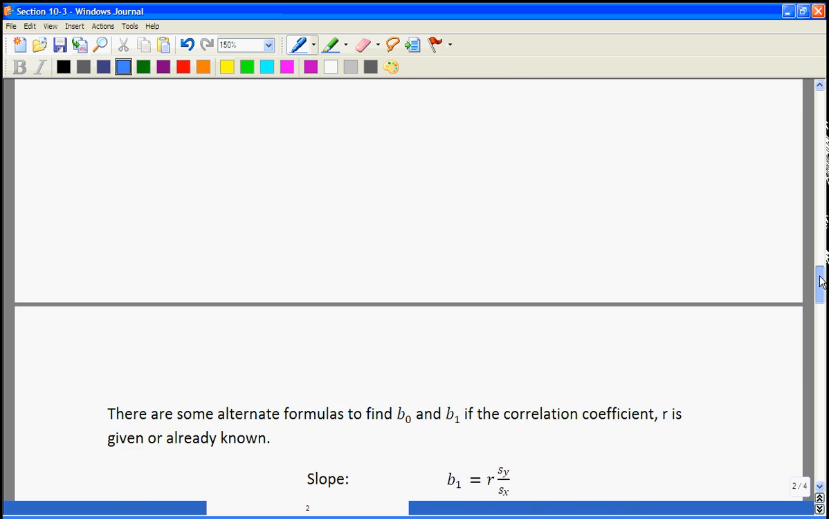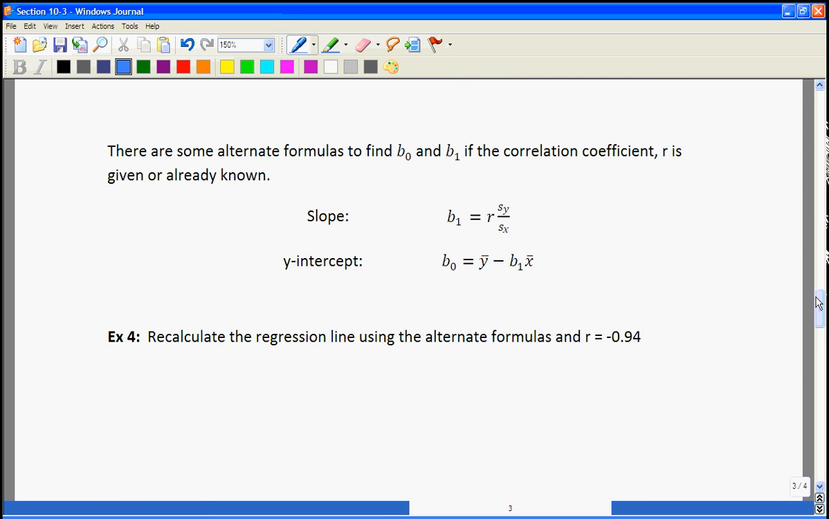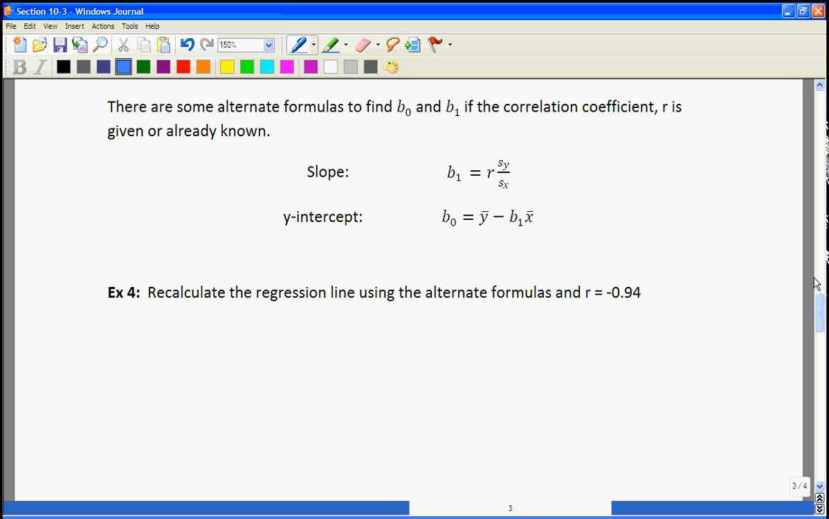Okay. One other thing I wanted to make you aware of are some alternate formulas you can use if you have already calculated R or if it's given to you. This just cuts down on all the summations you have to plug in. So we're going to recalculate the regression equation we just found with a given R. For the slope, I have to start with the slope first because I need the slope to be able to do the y-intercept.